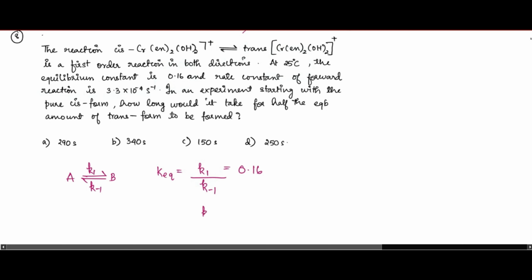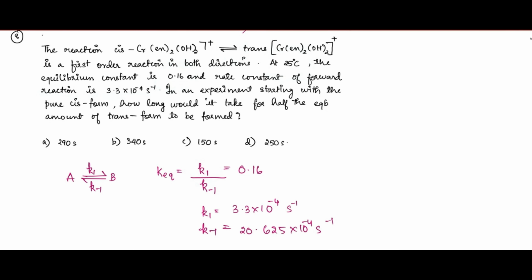So K1 is 3.3 into 10 to the power minus 4 എങ്കിൽ backward rate constant കാണാലോ. Find the backward rate constant. Equilibrium constant തന്നിട്ടുണ്ട്. You just need to rearrange. So it will be 3.3 divided by 0.16, which is 20.625 into 10 to the power minus 4 per second. ആണോ? അതാണോ കിട്ടിയത്?